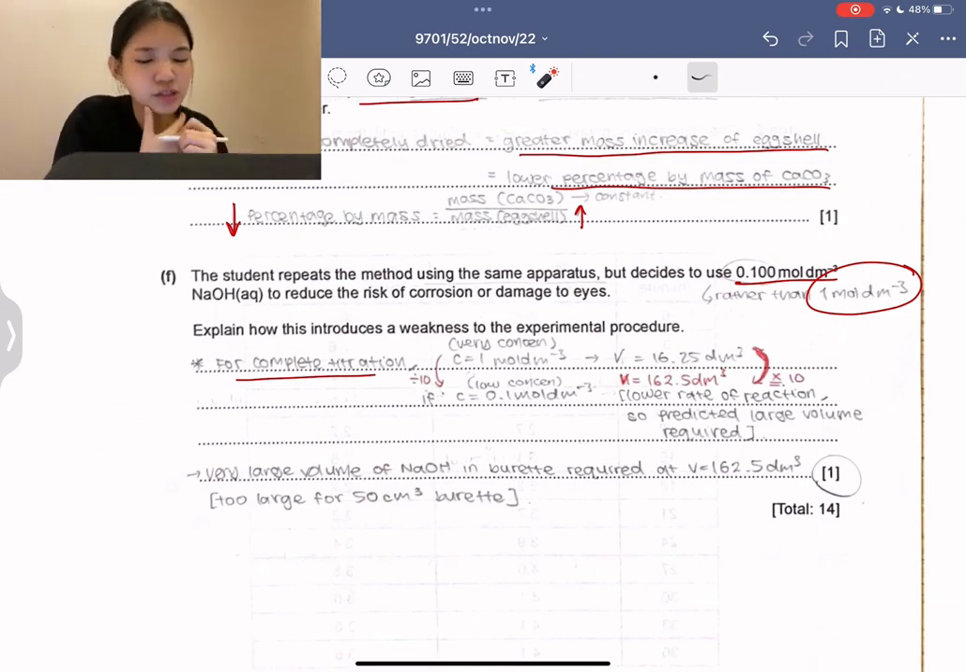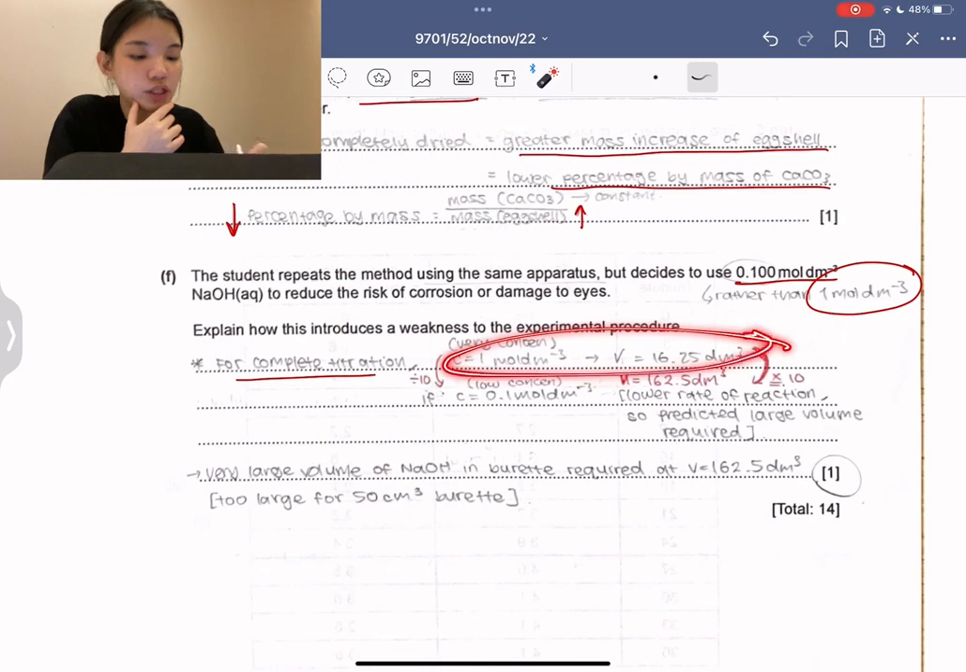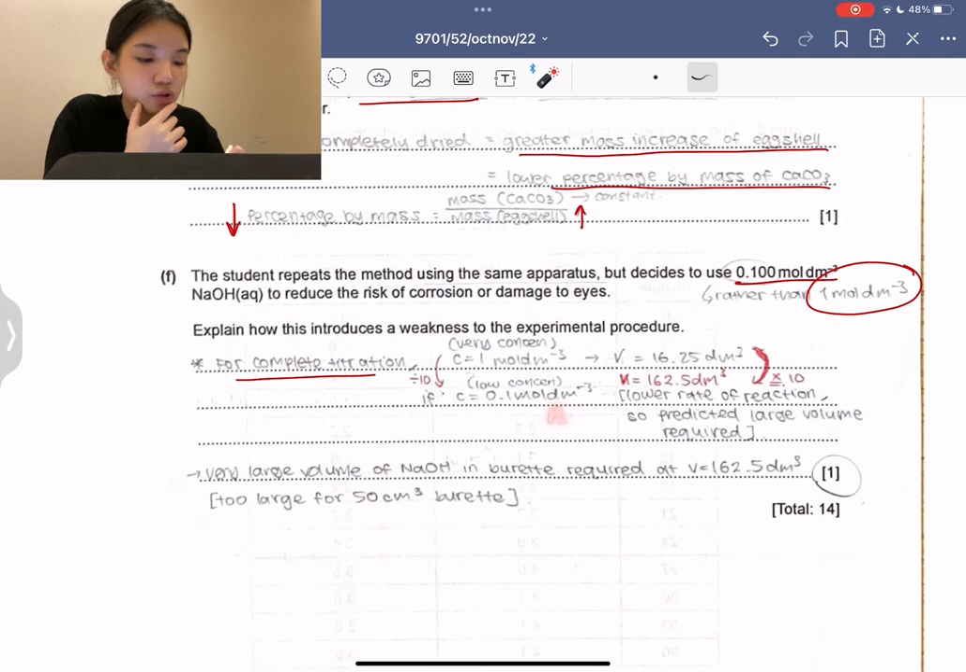Because a lower concentration of a substance means there is a lower rate of reaction, a predicted larger volume would be required. So when you go from a concentration of 1 to 0.1, you divided it by 10, so for the volume you multiply by 10. If you use the moles way, with concentration and volume, you find the moles, and then use the moles to find the volume, you would get a volume of 162.5 cm³ instead of 16.25.